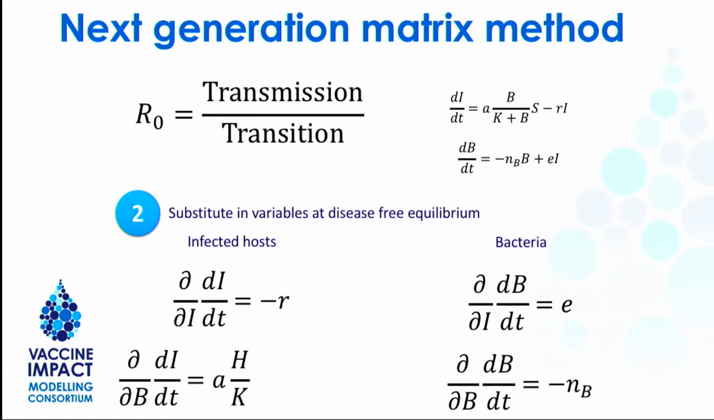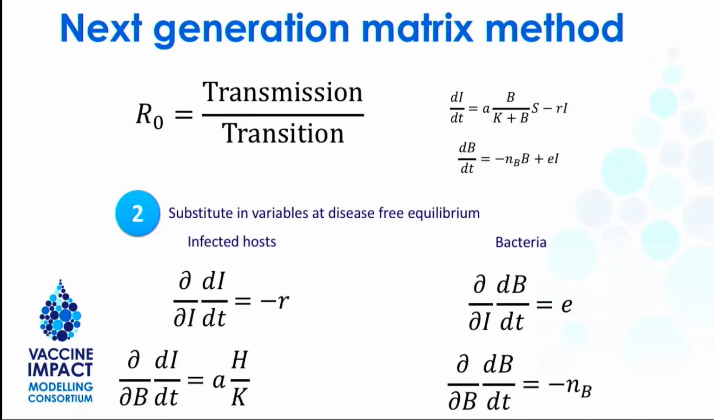This is giving us how these equations are going to change if our I or B change, our infected humans or our bacteria change, at this special point in time, at this disease-free equilibrium. So if you think about this, is giving us the very beginning of that exponential growth, the beginning of an epidemic.